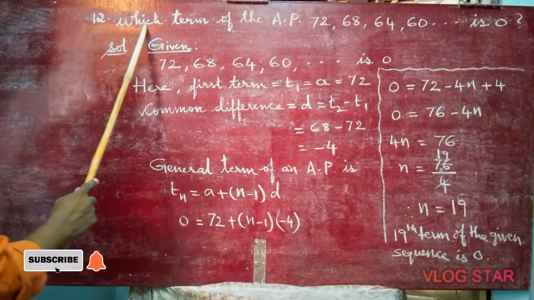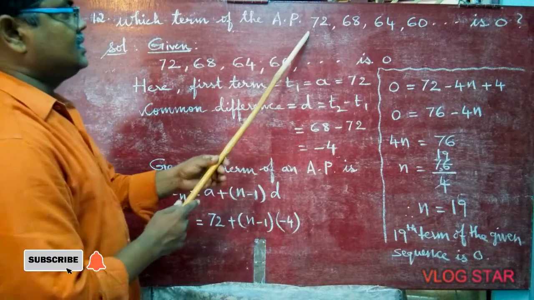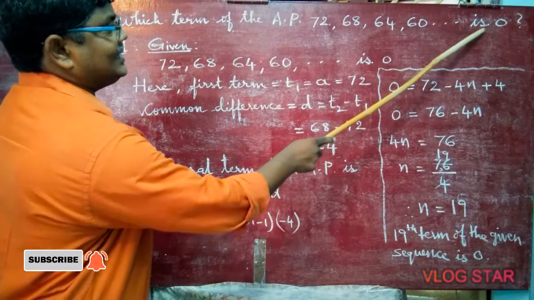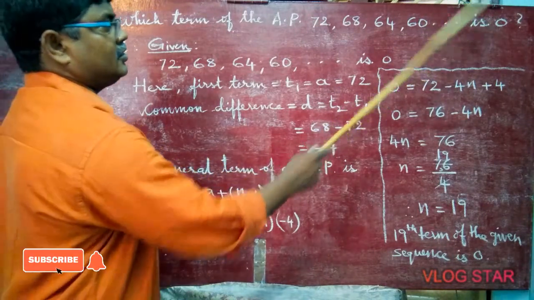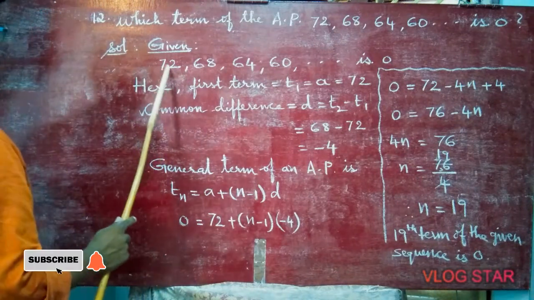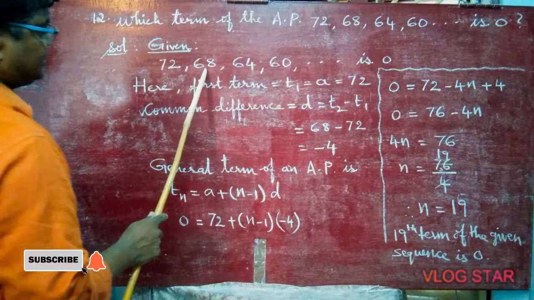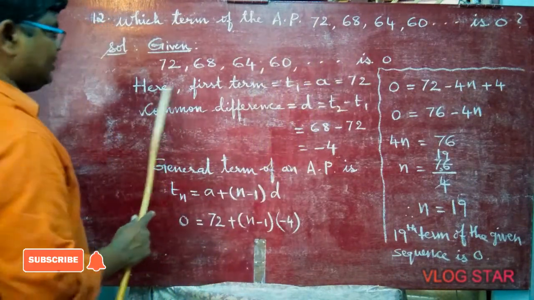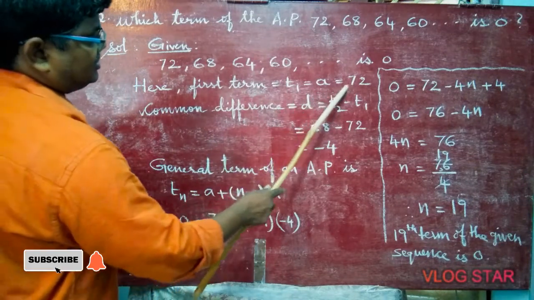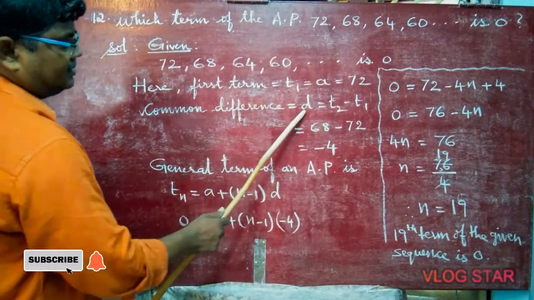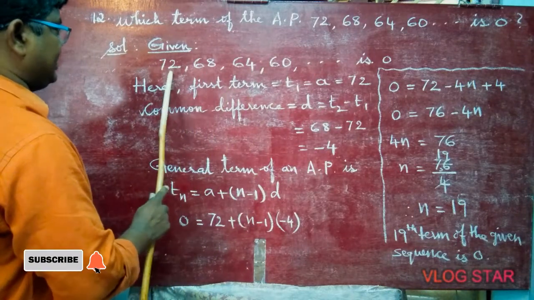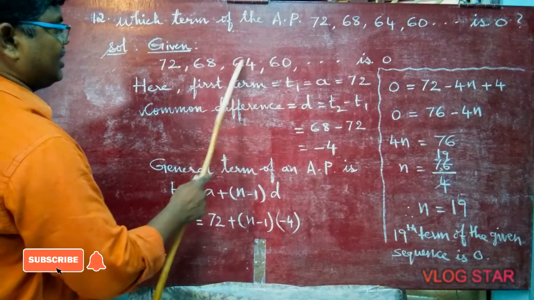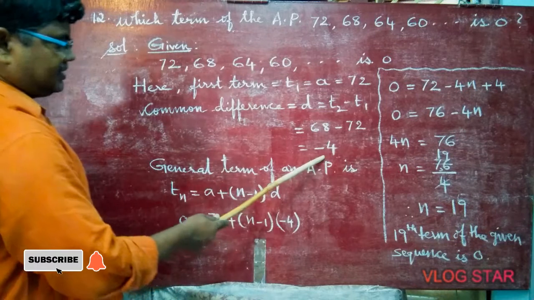12th problem. Which term of the AP 72, 68, 64, 60 and so on is 0? Where this 0 lies we don't know. So, solution given. Write the sequence 72, 68, 64, 60, and so on. Here the first term T1 is equal to a is equal to 72. Common difference d is equal to T2 minus T1. 68 minus 72 is minus 4. 64 minus 68 is also minus 4. If you check like that, the common difference is the same.